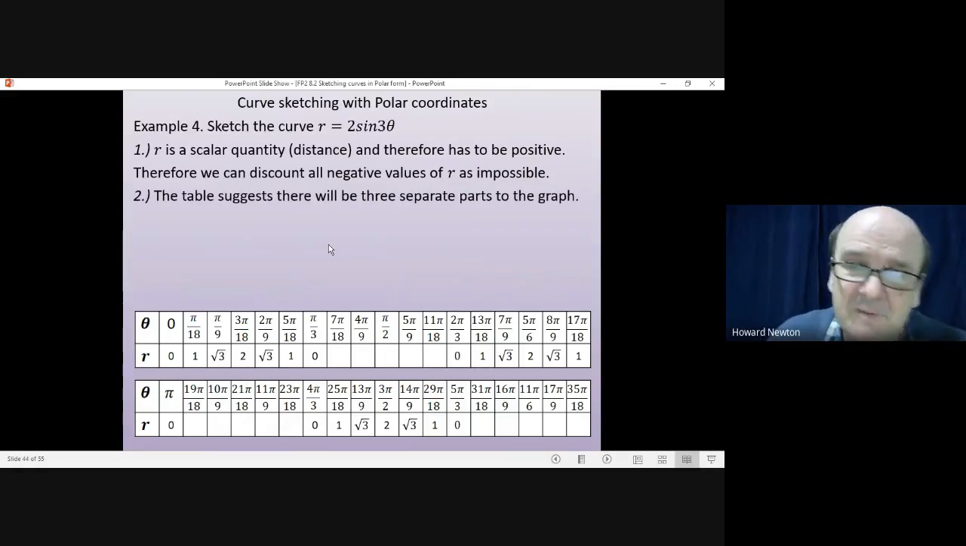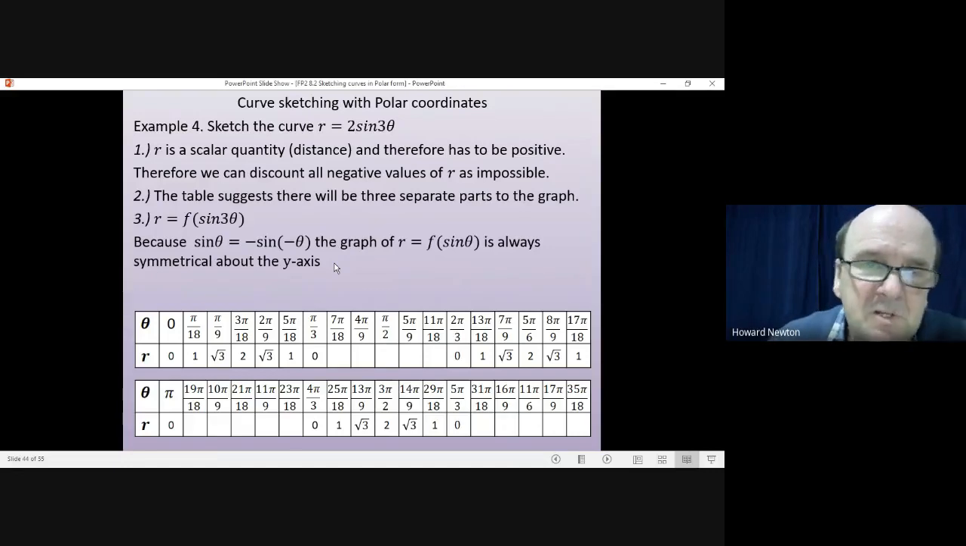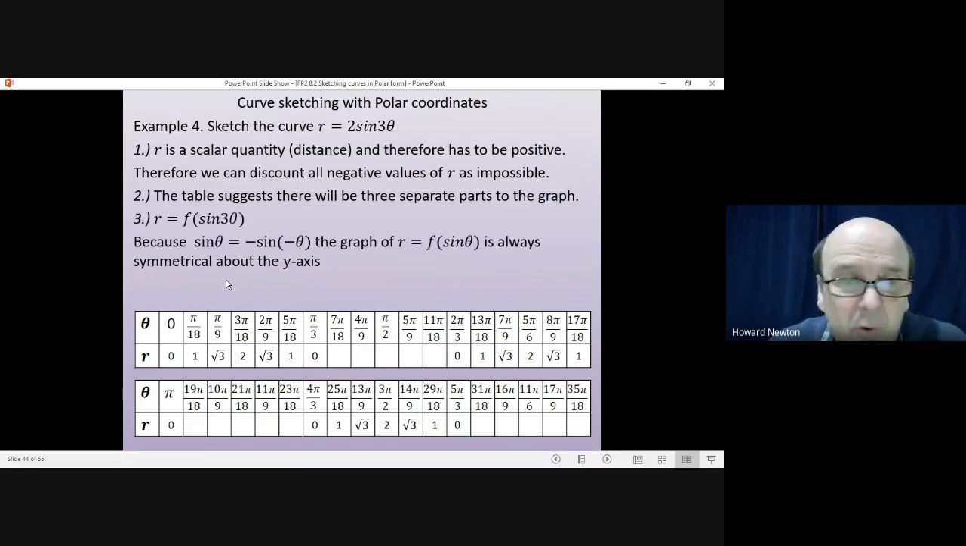The second thing is, having done that, the table does suggest that there are going to be 3 separate parts to the graph. This part, then a gap, the second part, then a gap, this part, and then a third gap. So it looks like 3 parts and 3 gaps. And lastly, we've got a function of sine theta, because you've got f of sine 3 theta. And as we said before, because sine theta equals minus the sine of minus theta, the significance is, if you have a function of sine theta, the curve will be symmetrical about the y-axis. So if it's a function of sine theta, symmetrical about the y-axis.